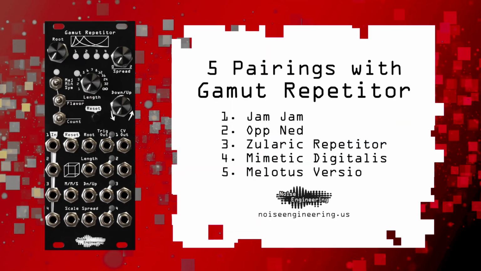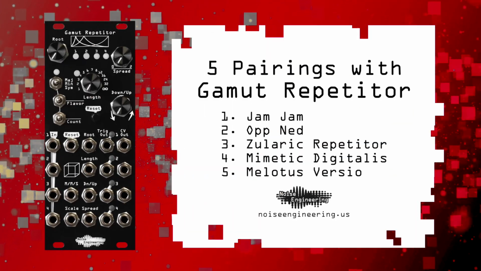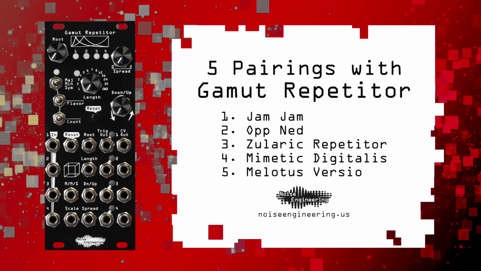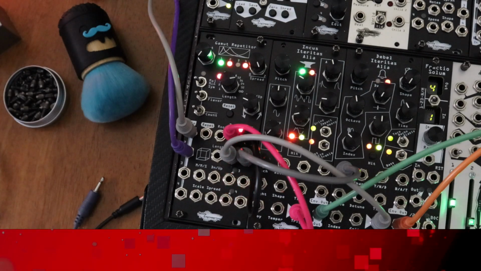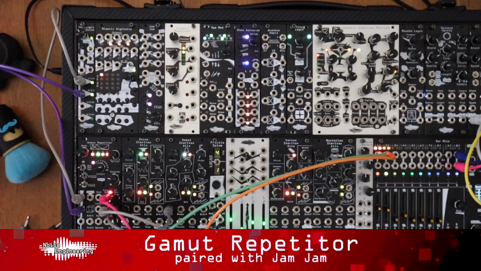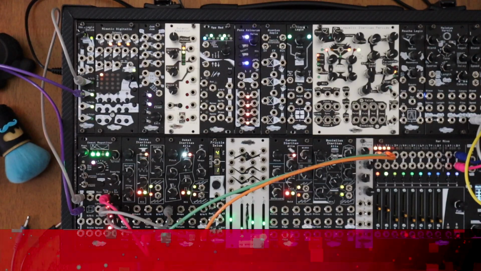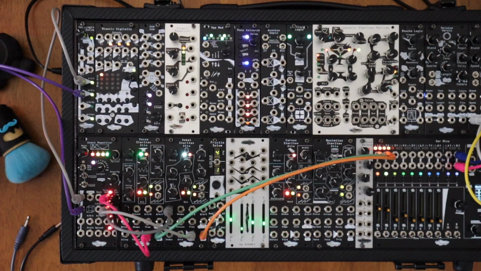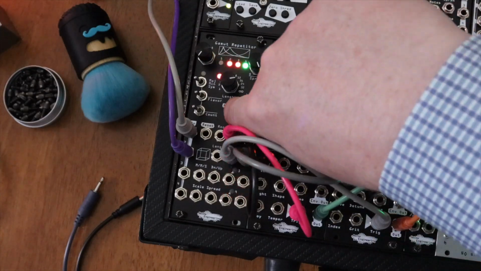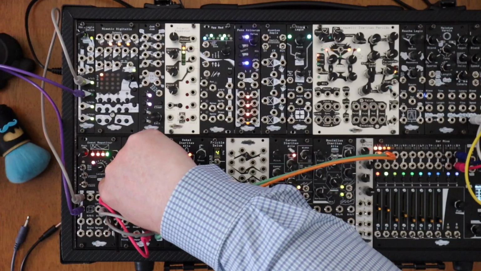Today, we'll show you 5 modules that pair really well with Gamut Repetitor, our 4-channel quantized random voltage generator. If you're looking for ways to create random trigger patterns with looped melodies, there are 2 ways to do this with Gamut Repetitor. One way is to use Gamut's built-in randomized repeating rhythm pattern generator by simply holding down the reset for a couple of seconds.